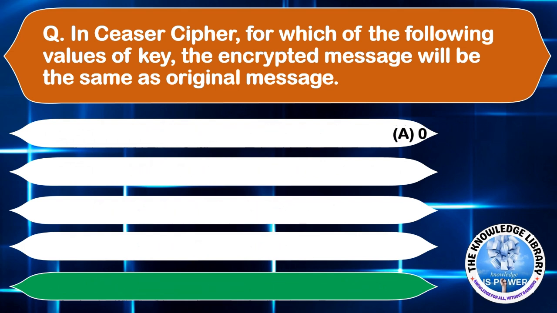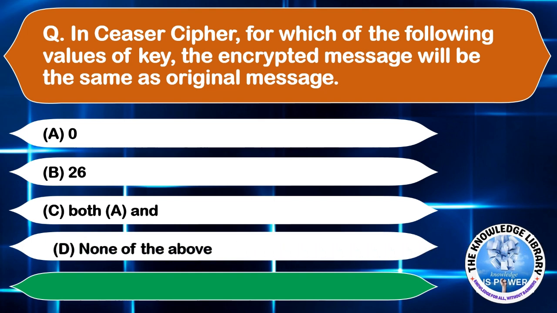The next question is, in Caesar cipher, for which of the following values of key will the encrypted message be the same as the original message? Option A, 0, option B, 26, option C, both A and B, option D, none of the above. The correct answer is option C, both A and B.